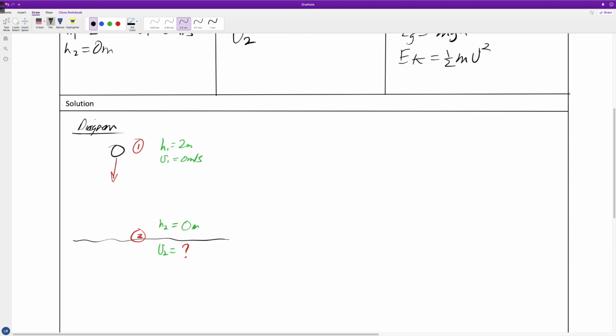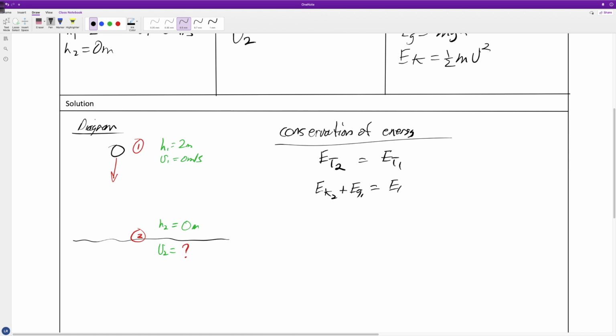So based on conservation of energy, here's what I know: the total energy at the bottom is equal to the total energy at the top. Well, let's take a look at the two energies that we got. We have gravity and kinetic. So I know I have kinetic energy at the bottom plus gravity at the bottom is equal to kinetic energy at the top plus the gravity at the top.